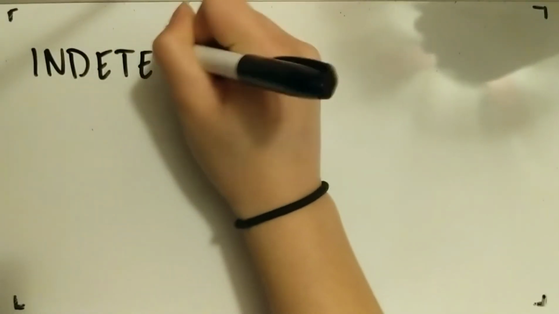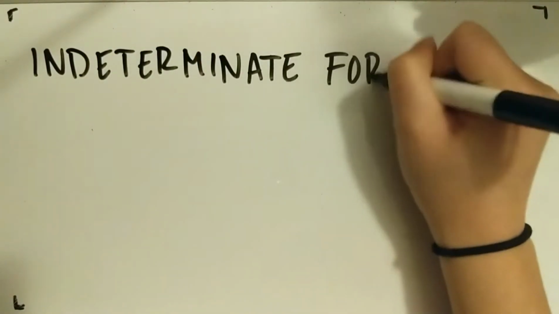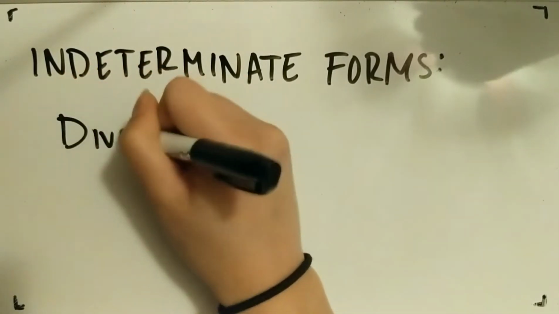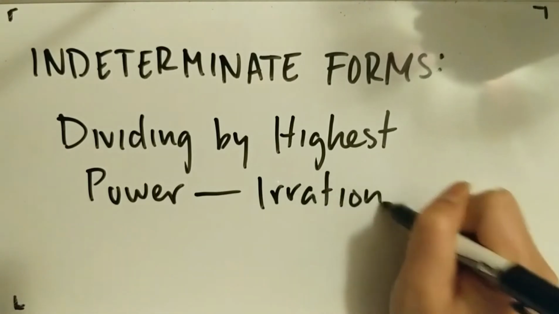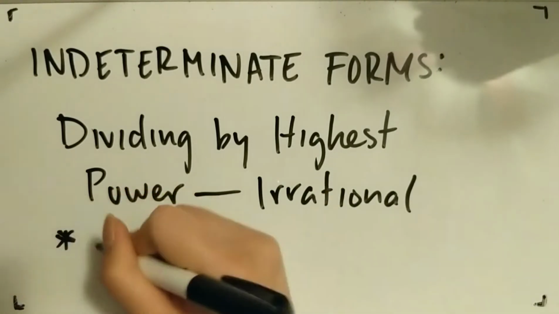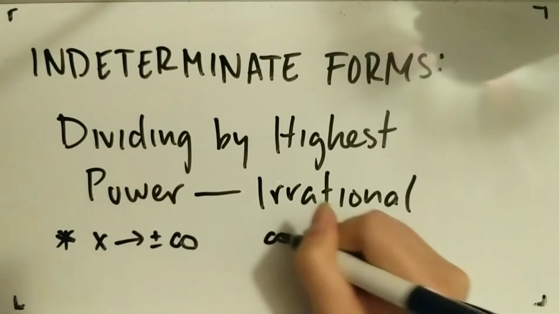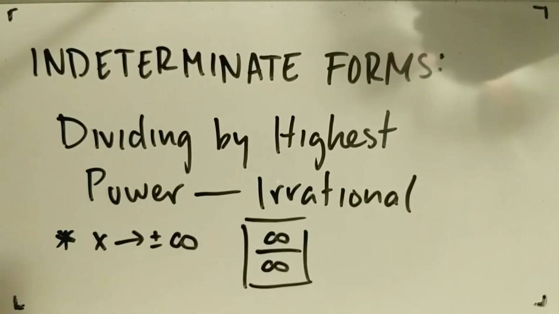This video will teach you how to solve for indeterminate forms through using the method of dividing by the highest power, specifically with irrationals. You can only use this method when x approaches positive or negative infinity, and when the indeterminate form is infinity over infinity. This method is the exact same as the one in the previous video, which was dividing by highest power for rationals, except this one has irrationals, as in roots. So there are a few extra steps that you need to take care of.